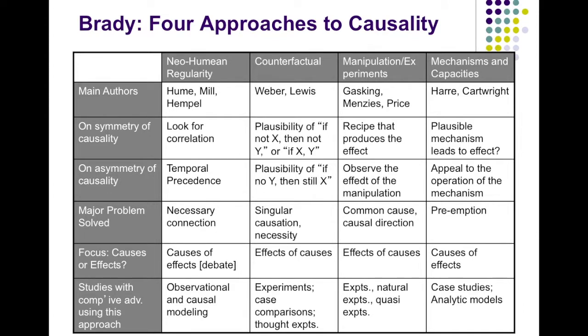This is from an article by Henry Brady, a political scientist at Berkeley, and he outlines four general approaches to causality, explanation, and prediction in the social sciences. I'm going to talk about each of these columns a little bit, and then for the rest of this video, we're going to focus on mechanisms and capacities.